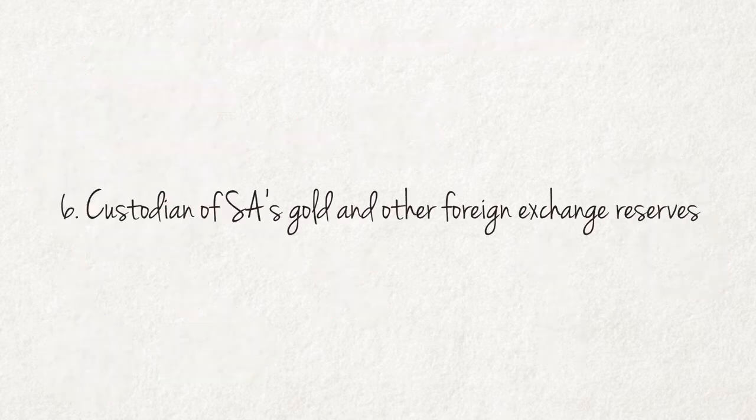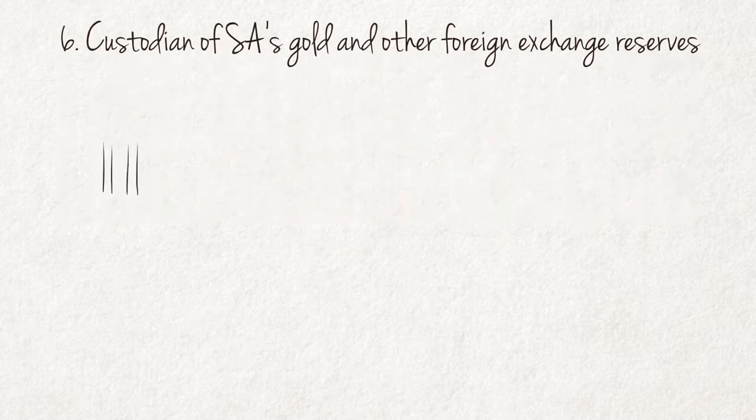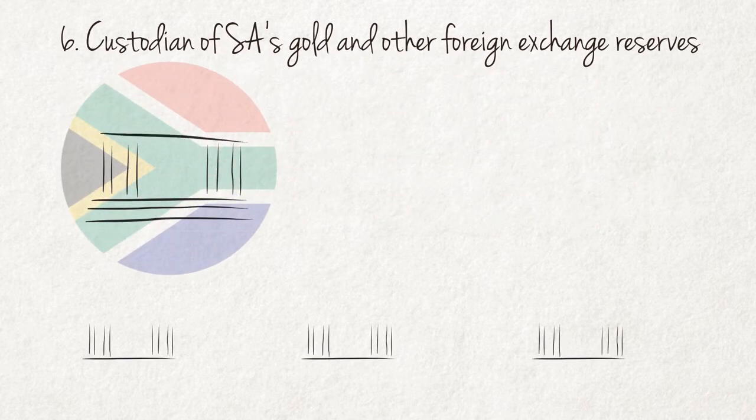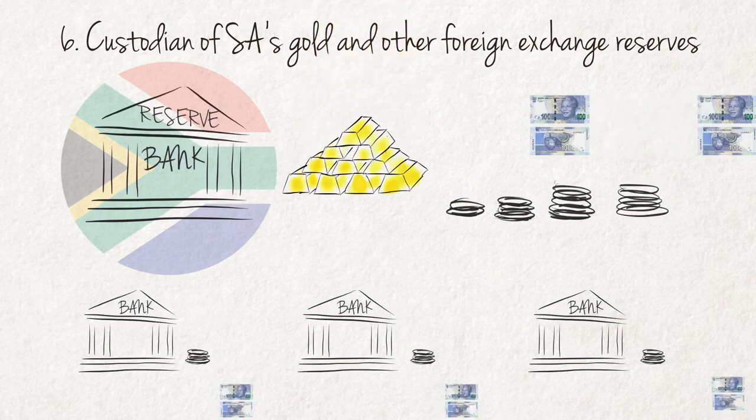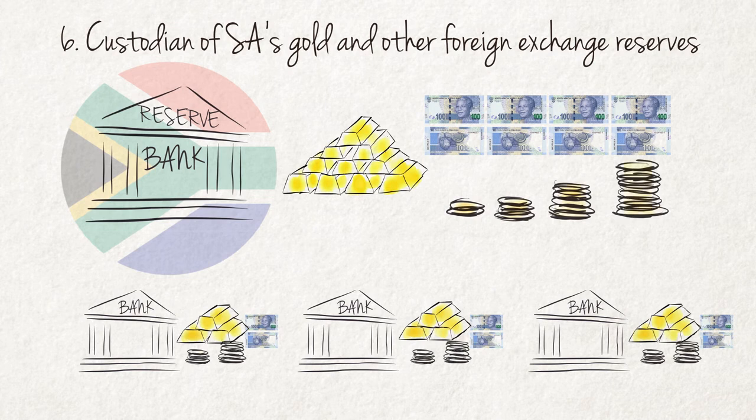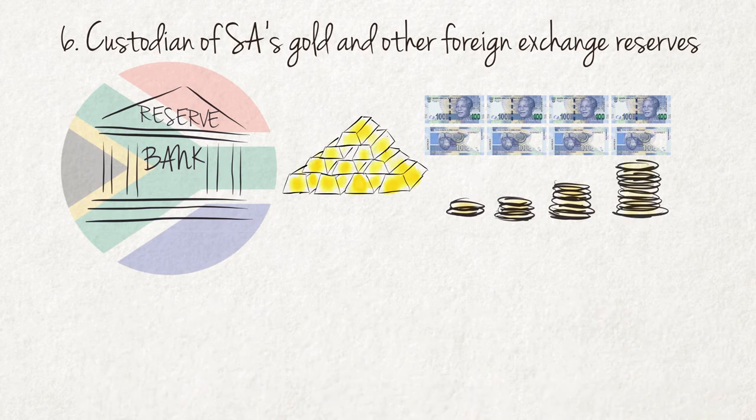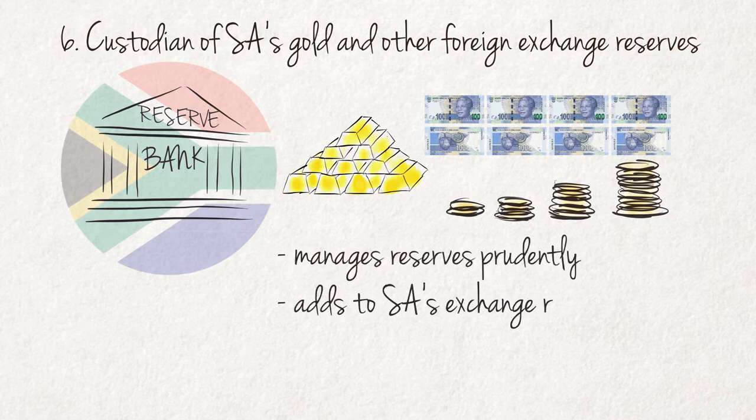Custodian of South African gold and other foreign exchange reserves. Although commercial banks also hold foreign exchange reserves, the bulk of South Africa's gold and other foreign exchange reserves are held by the South African Reserve Bank. The South African Reserve Bank manages these reserves prudently, which also adds to the credibility of South Africa's exchange rate policy.